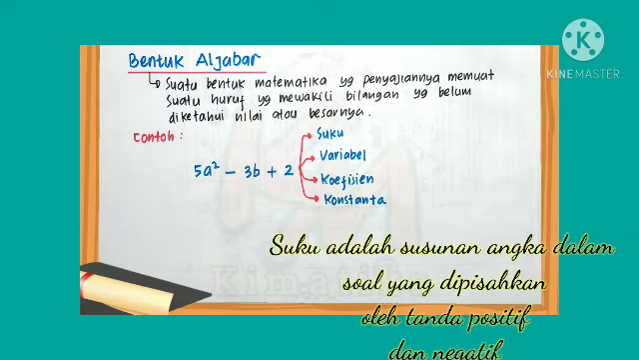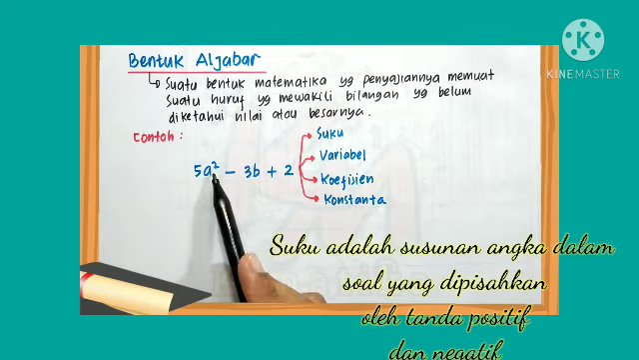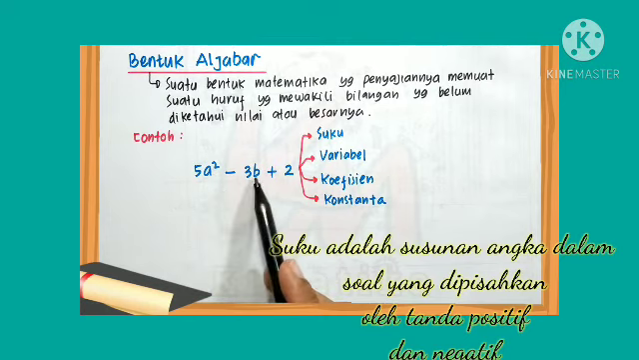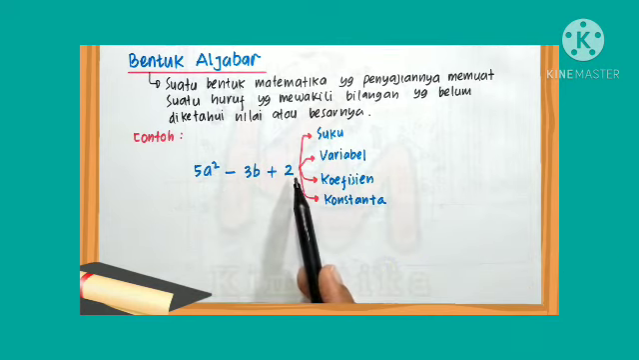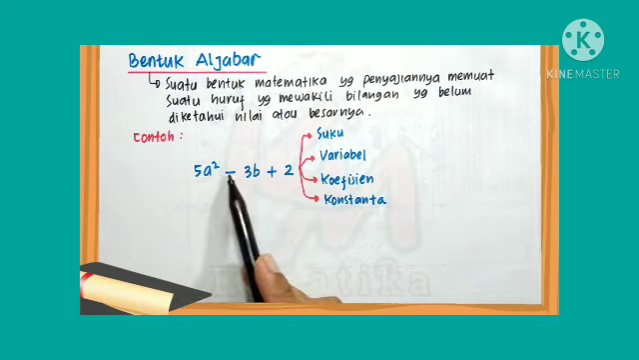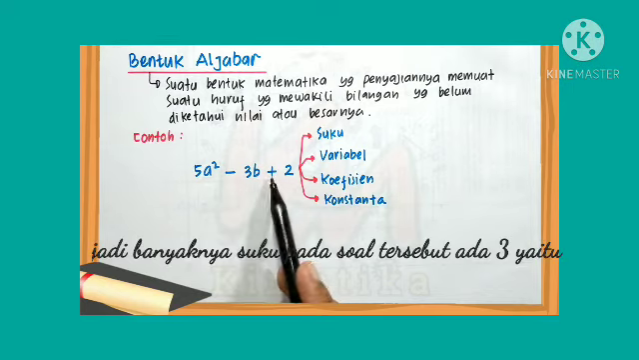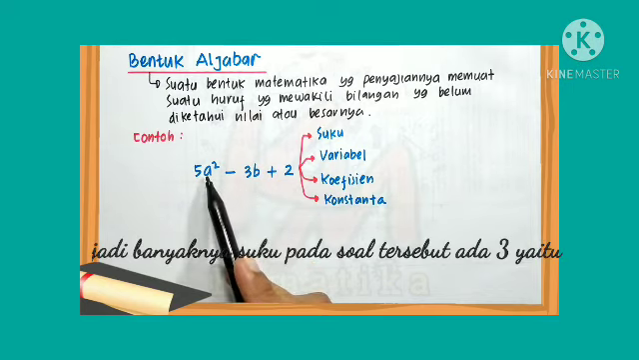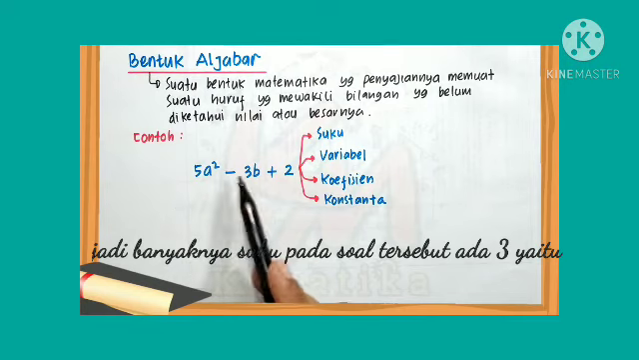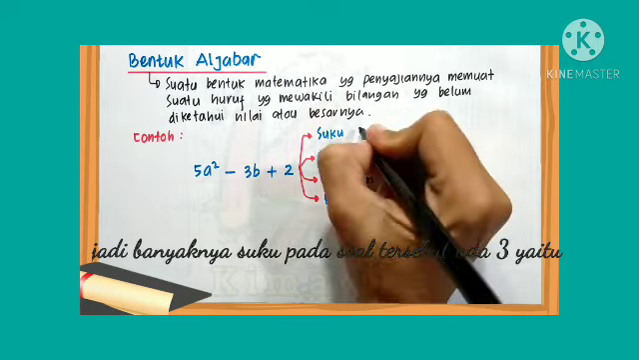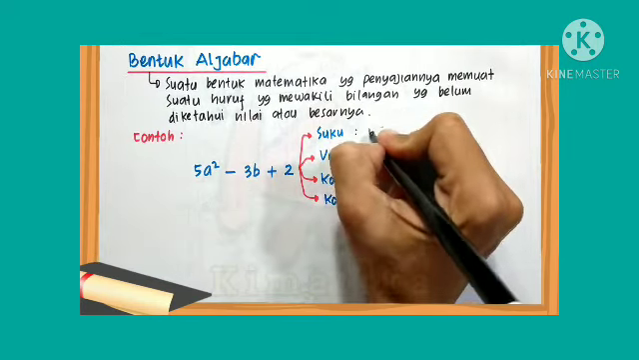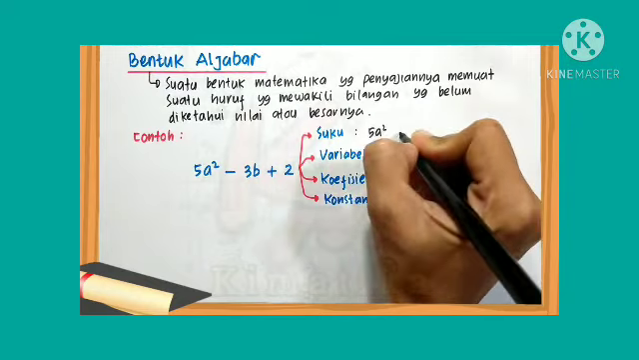A term is a part of algebra separated by a positive or negative sign. So the number of terms is 3. Why are there 3 terms, or suku, in this algebra? The first is 5a power 2, the second is minus 3b, and the third is plus 2.